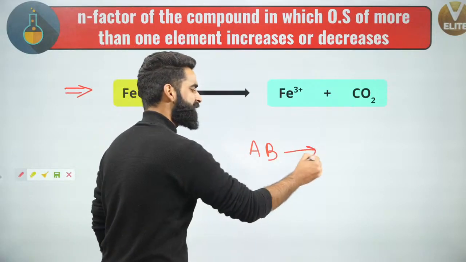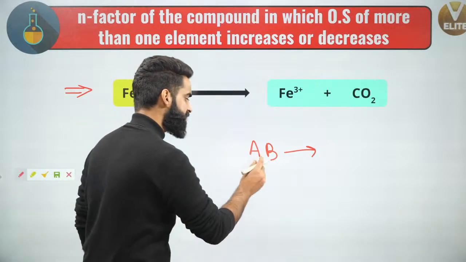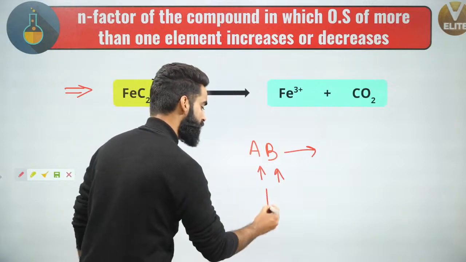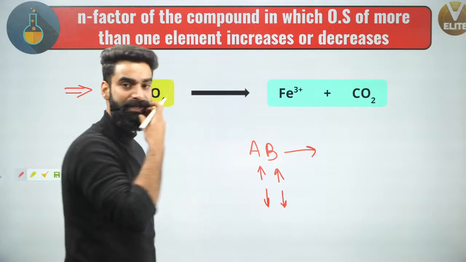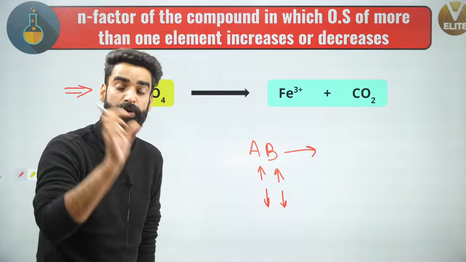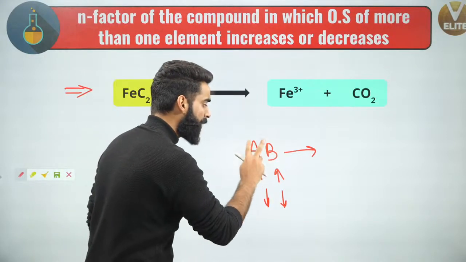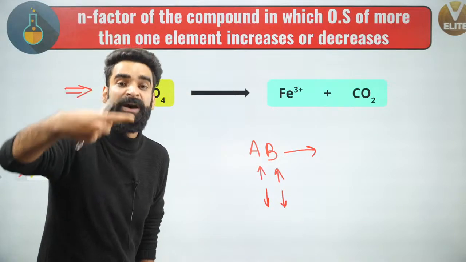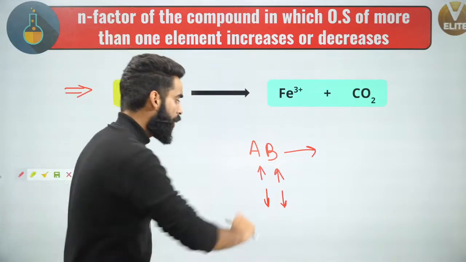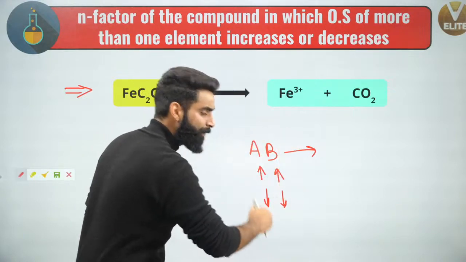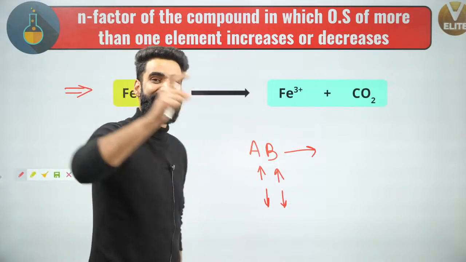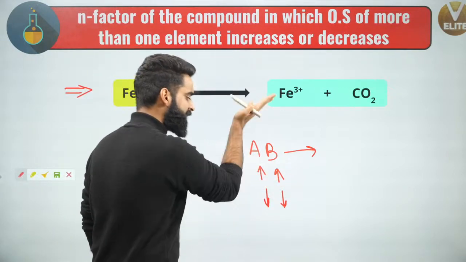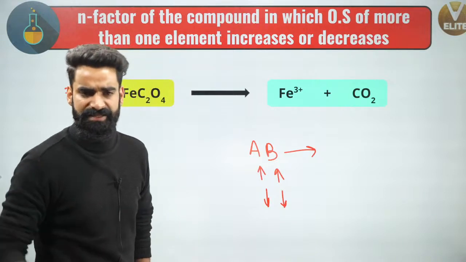It is participating in some reaction, and I'm saying the oxidation state of A as well as B is increasing during the reaction, or the oxidation state of A as well as B is decreasing during the reaction. So I'm going to talk about those compounds in which the oxidation state of more than one element either increases or decreases, okay? There can be one more case also. The oxidation state of one element increases but the other one decreases, okay? First of all, I am going to take the case in which the oxidation state of more than one element either increases or decreases, okay? Let's see how we do that.